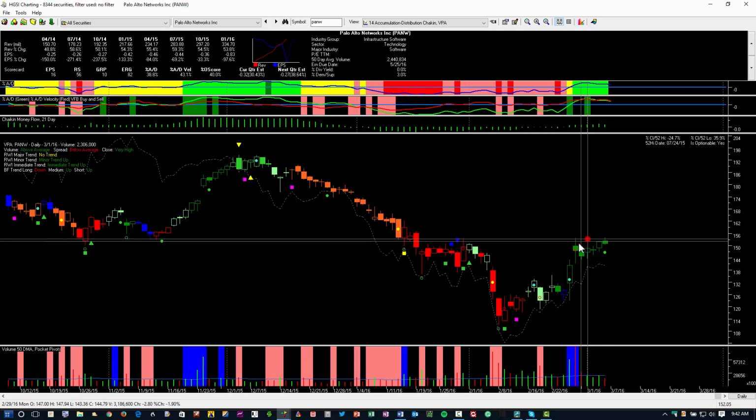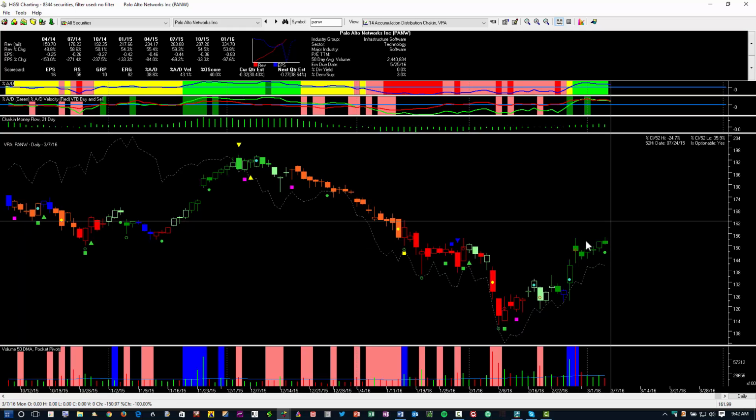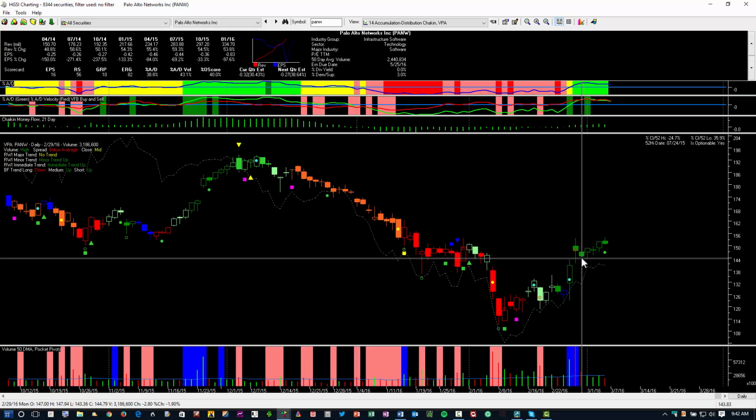Because look at this candle right here. This is a transfer of ownership candle. Once again, the red circle. It gapped open. There was some profit taking, but it closed near or above the 50% mark. That's why this signal is generated.